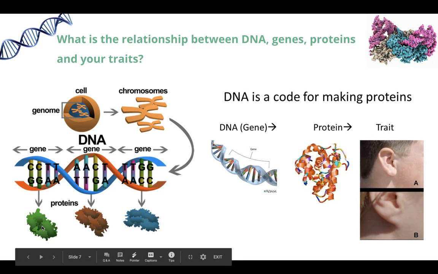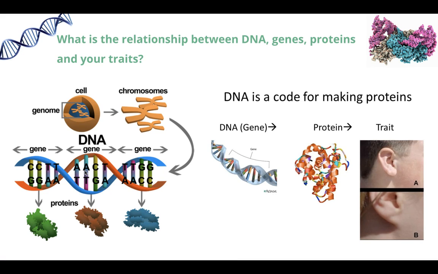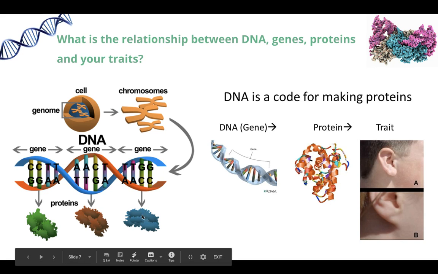How does that relate to your traits? Well, we are mostly made of proteins. So if you change the instructions in DNA, you change the instructions on how to build a protein, and then you could essentially change the trait. And that's what happens with genetic mutations. That's why we see variations within a population, because there are small nucleotide differences in DNA which result in the change of these proteins being made, which results in the change of physical traits.